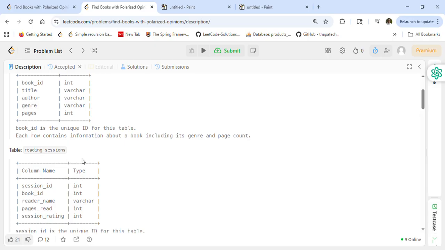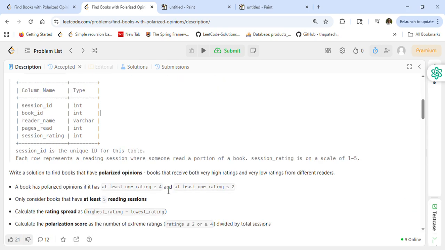The second table that is given to us is reading sessions, and this one again has 5 columns. Session ID is int, book ID is int, reader name is varchar, pages read is int, and session rating is int. Session ID is the unique ID for this table. Each row represents a reading session where someone read a portion of a book. Session rating is on a scale of 1 to 5.